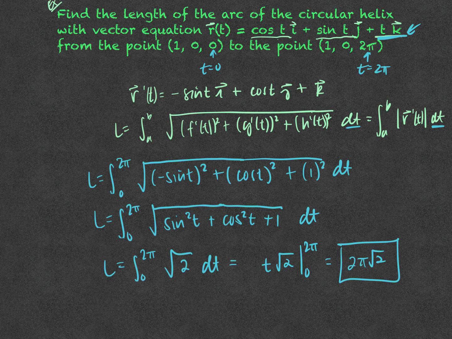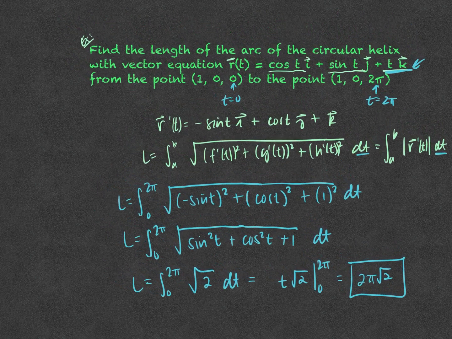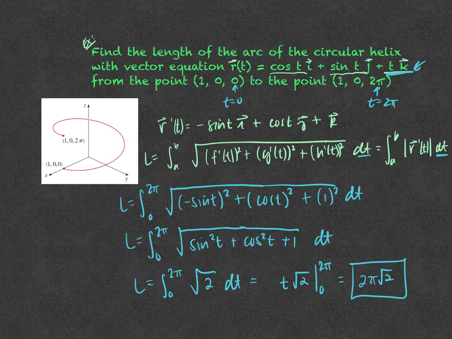So this is the arc length of that circular helix with the vector equation given. Now they gave us a picture of the arc length, and so we know that the length of this arc from 1, 0, 0 to 1, 0, 2 pi is 2 pi square root of 2.